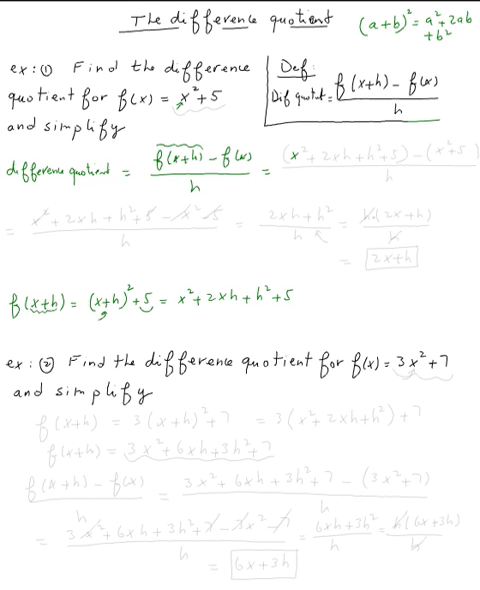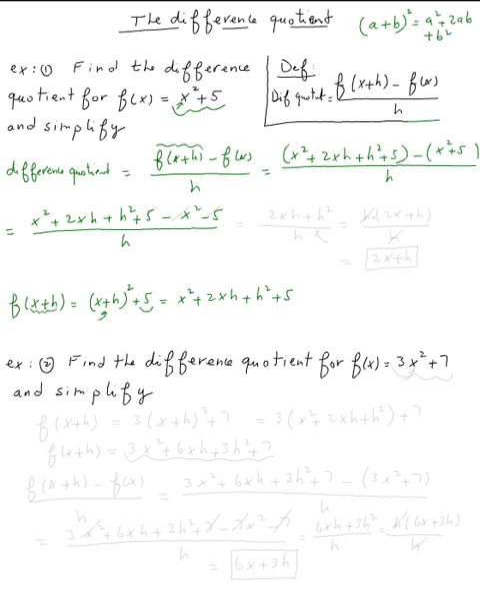So this is x squared plus 2xh plus h squared plus 5. This is just f of x plus h. Minus, then we need to write f of x. F of x is right here, x squared plus 5. And then we need to divide the whole thing by h. Now this is equal to x squared plus 2xh plus h squared plus 5. I'm going to distribute the negative 1, so minus x squared minus 5, divided by h.